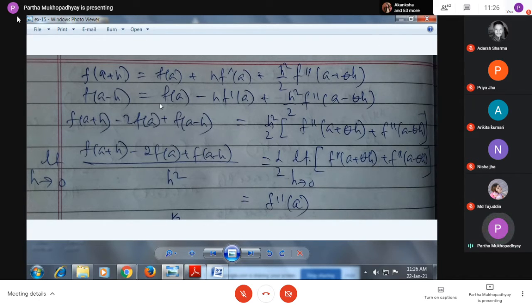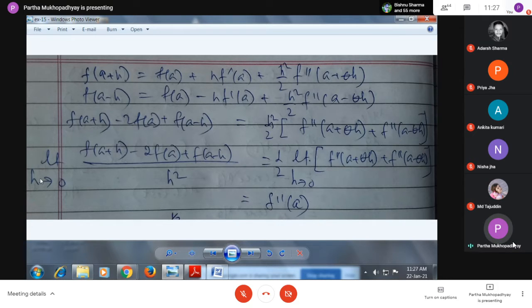Now, if you add both sides, what will be the left hand side? f of a plus h plus f of a minus h. And the right hand side will be twice f a. Then this part will be cancelled. And this will be h square by 2 times f double dash a plus theta h plus f double dash a minus theta h within this bracket. Now, this 2 f a, if you take it to the left hand side, that will be f of a plus h minus 2 f a plus f of a minus h equal to h square by 2 within bracket f double dash a plus theta h plus f double dash a minus theta h. Now, divide by h square. So, f of a plus h minus 2 f a plus f of a minus h by h square will be equal to half of f double dash a plus theta h plus f double dash a minus theta h.